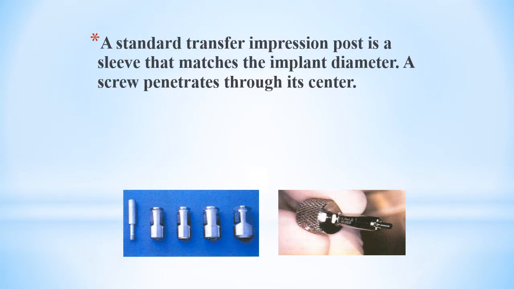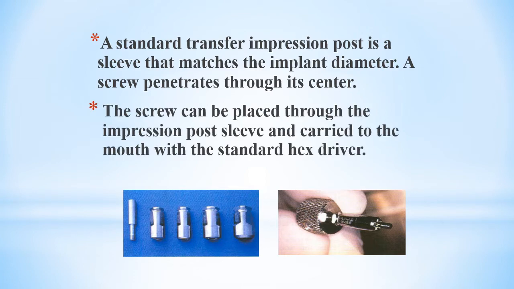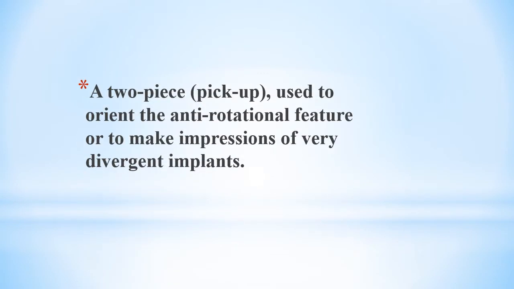A standard transfer impression post is a sleeve that matches the implant diameter. A screw penetrates through its center. The screw can be placed through the impression post sleeve and carried to the mouth with the standard hex driver. A two-piece pickup is used to orient the anti-rotational feature or to make impressions of very divergent implants.